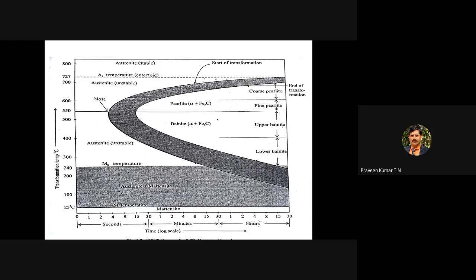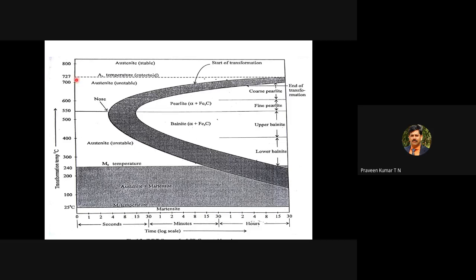Now we come to TTT diagram. So now the x-axis refers to time, not temperature. The y-axis represents temperature. So you are starting from the austenite. You are heating the steel above 727 degrees Celsius. Repeatedly, I am saying the iron carbon diagram. One reaction takes place, that is eutectoid reaction. So above the eutectoid temperature, it is only austenite.